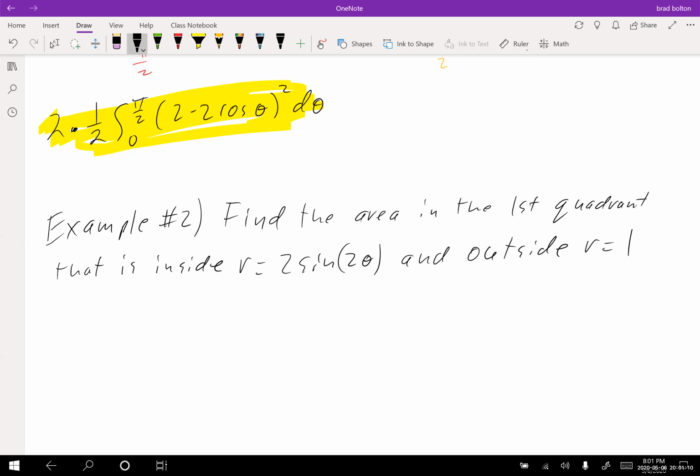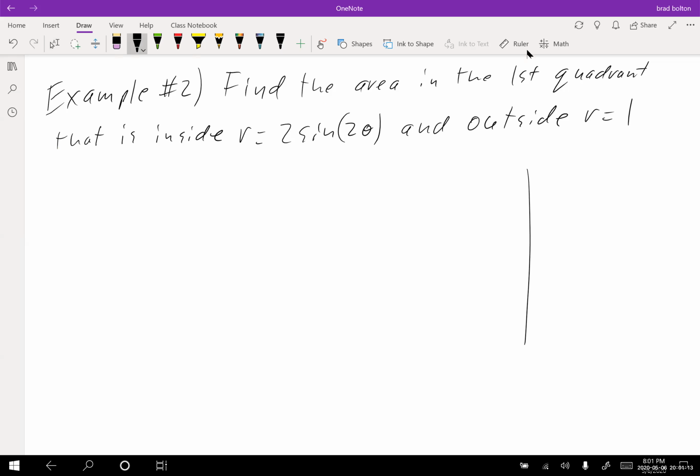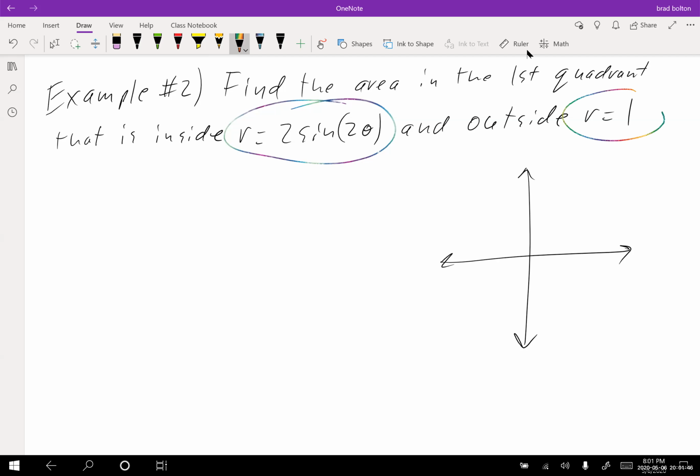So let's take this and draw a quick little sketch. I'm going to use blue for this one. Okay, so that's going to be 2 sine 2 theta. And again, I'm going to do my best, guys. And then this one is going to be r equals 1. So that's going to be a unit circle.